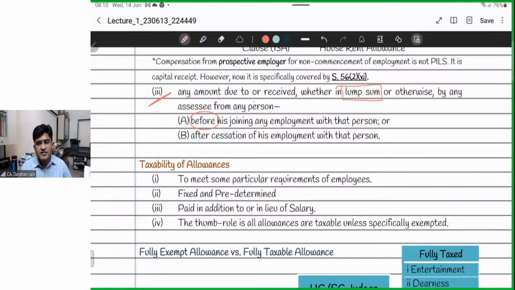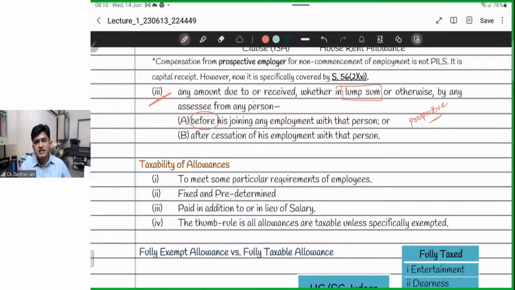Now you would tell me, why on earth would anybody pay an amount before joining? We've not even joined the employment, but before joining the employment, I have got some compensation or amount that is received from a prospective employer. So here there is not even an employer-employee relationship, but he's going to become my prospective employer.